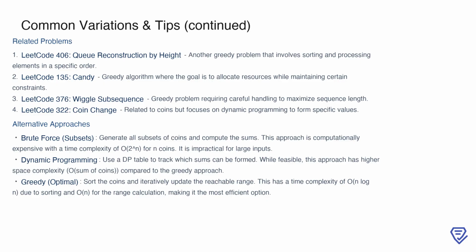Speaking of alternative approaches, brute force methods, such as generating all subsets and computing their sums, are possible but computationally expensive due to their O(2^n) complexity. Dynamic programming is another option, where a table tracks all sums that can be formed. While feasible, this method has higher space complexity compared to the greedy approach. The optimal solution remains the greedy method, sorting the coins and iteratively updating the reachable range. With its O(n log n) time complexity for sorting and O(n) for the range calculation, it provides the most efficient balance of speed and simplicity.